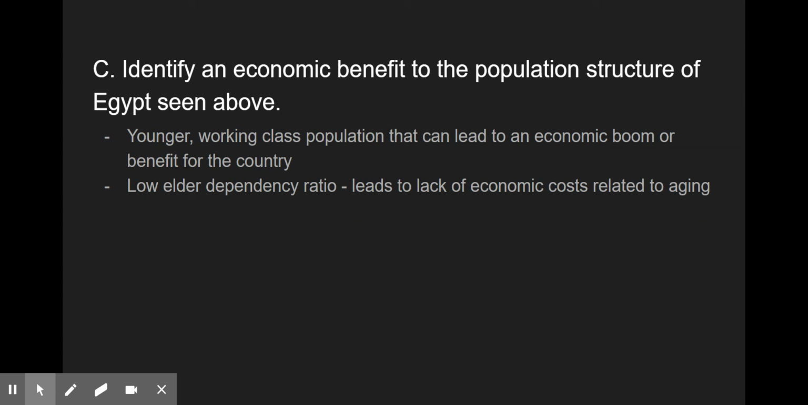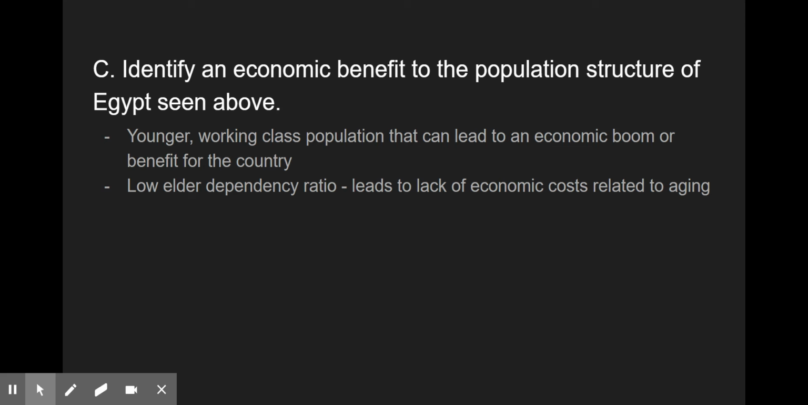All right, C, identify an economic benefit to the population structure of Egypt seen above. So most answers, I would say, fell within the first bullet point in the identification. Egypt's population pyramid is that of a stage 2, probably going into a stage 3 country. So Egypt has a younger working age population that can lead to an economic boom down the years.